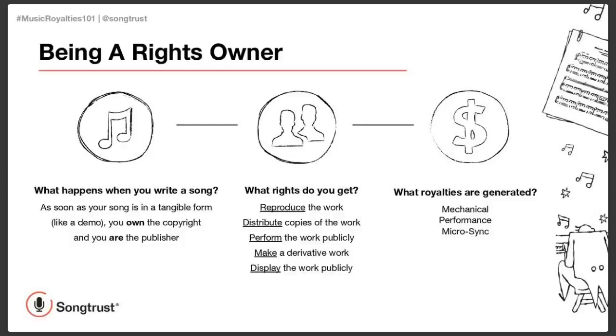The rights that you get as the owner of the copyright are the right to reproduce the work, distribute copies of the work, perform the work publicly, make a derivative work, and to display the work publicly. And the royalties that are generated from those uses are mechanical royalties, performance royalties, and microsync royalties.